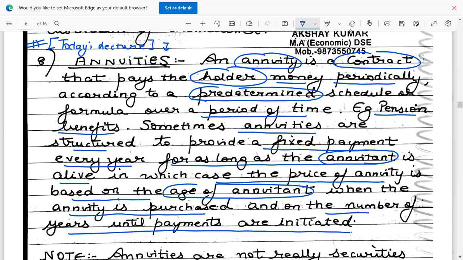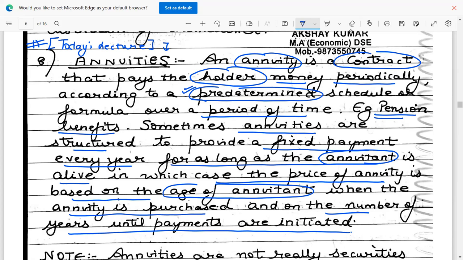So I hope all students have understood the definition of annuities. If I quickly revise, point number one, an annuity is a contract which is going to pay money periodically. Point number two, it is predetermined. That means the schedule of payments, when the payment will be made and how much payment will be made, is all predetermined. Example of annuity, pension benefits.